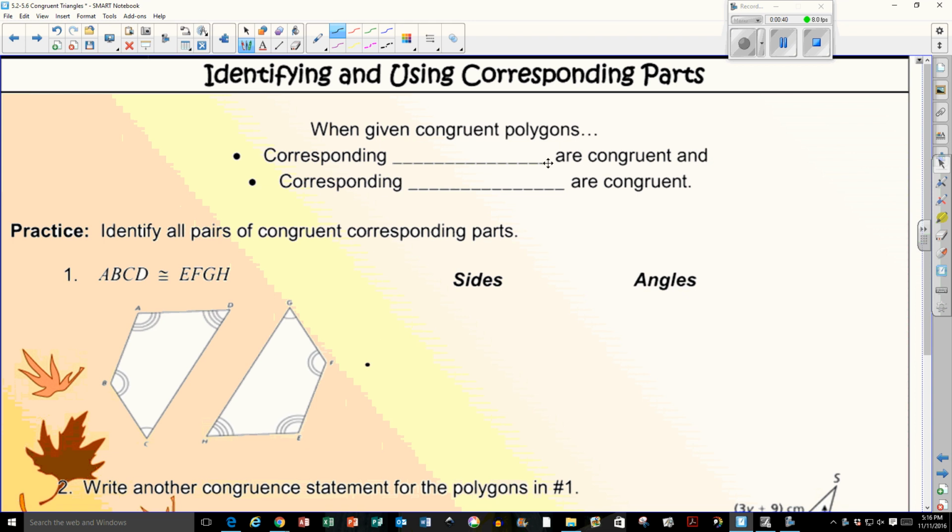When given congruent polygons, and since a triangle is a polygon this does apply, corresponding blank are congruent and corresponding blank are congruent. So we're going to do corresponding angles. So corresponding angles are congruent.